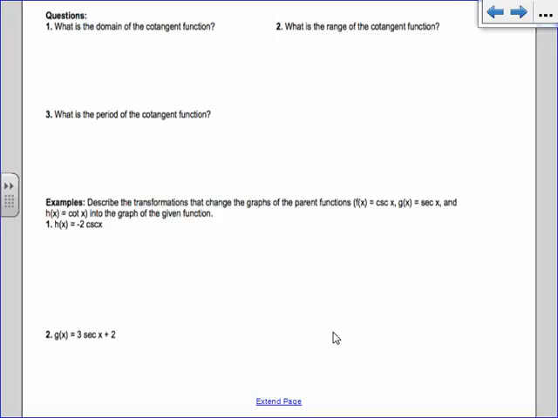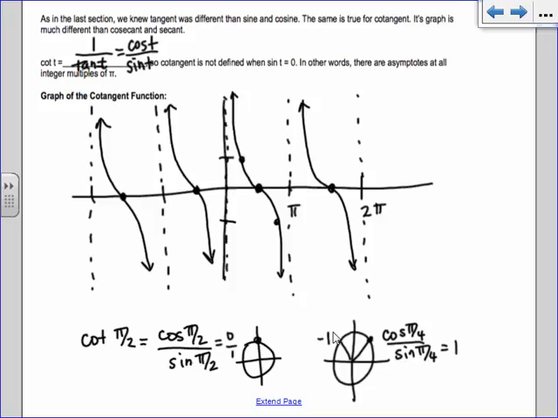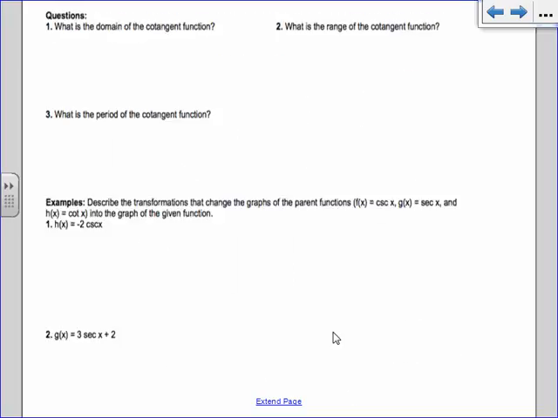So what is the domain of the cotangent function? If you look at it, it's everything except those integer multiples of pi. So we're going to say t is everything except pi k. So I'll write it like that. Or you could say all real numbers except for t equals pi k. And the range is negative infinity to infinity, or you could say all real numbers. And the period is pi.